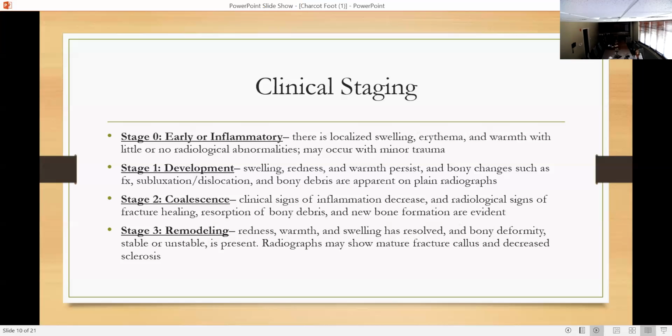So stage 2 is the coalescence phase. It's where clinical signs of inflammation have decreased and radiological signs show either fracture healing, resorption of bony debris, and new bone formation. Then stage 3 is the remodeling phase, where the redness, warmth, and swelling have completely resolved, and bony deformities are either stable or unstable. The radiographs may show mature fracture callus and decreased sclerosis. Next slide.